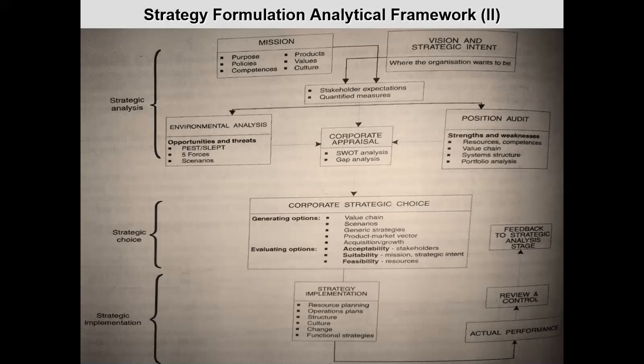And combining these two can give us the clue to find out the stakeholder expectations and then to go for eventually calculating our quantified measures, which are our SMART objectives: our SMART objectives in financial terms, in strategic terms, and obviously in operational terms as well. So through qualitative mission and vision, we reach quantitative strategic, financial, and operational objectives.